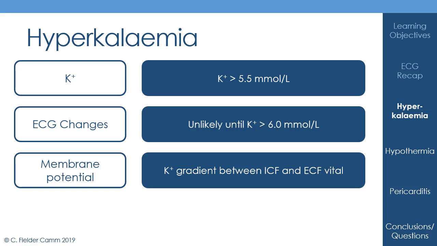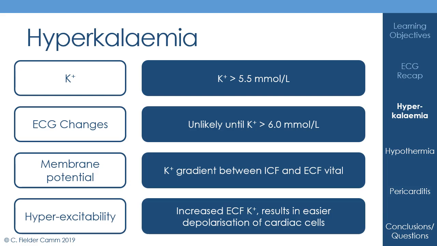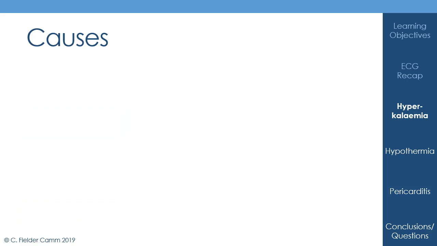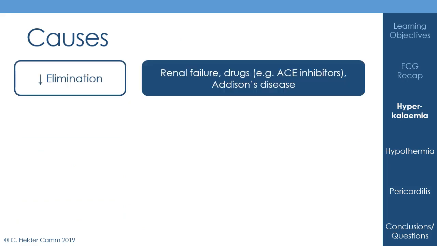Potassium is really important for generating a membrane potential, and it's the gradient of potassium between the intracellular fluid, where there's lots of potassium, and the extracellular fluid, where there's normally relatively low levels of potassium, so normally 3.5 to about 5 millimoles per litre, and it's this gradient that's absolutely vital. And as the potassium in the extracellular fluid is increased, this results in easier depolarization of particularly cardiac cells, leading to hyperexcitability.